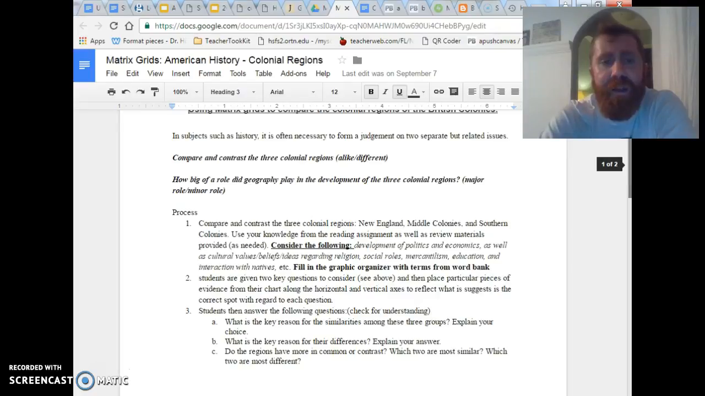You want to use your knowledge from the reading assignment, as well as review the materials provided when you need it. Once again, we're trying to consider the following when we're talking about alike and different: geography, and how big of a role that played. You want to consider the development of politics and economics, as well as cultural values and beliefs, as well as ideas regarding religion, social roles, mercantilism, education, and interaction with natives. Once again, you're filling in that graphic organizer with terms from the word bank.